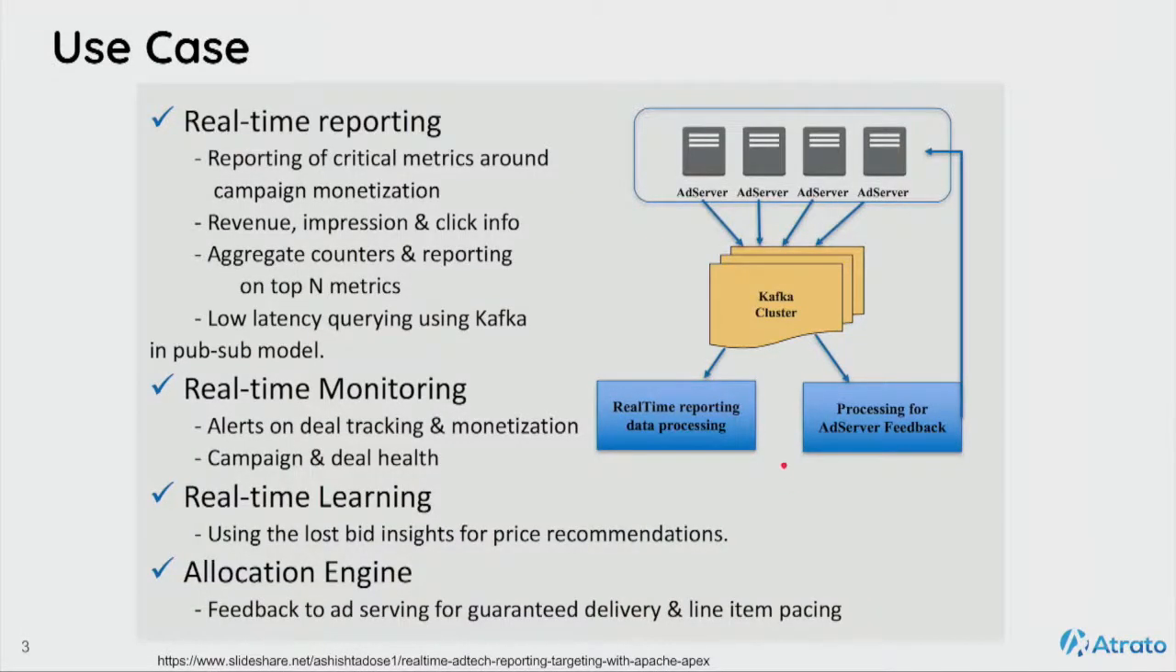So the use case is in the online advertising domain, and it's the first of the 4 different things that are mentioned here. Real-time reporting: you have ad servers that produce logs, click logs and impression logs, and those things are collected, pushed to a hub through Kafka, and then aggregated and made available for reporting. So critical metrics around campaign monetization, utilizing revenue, impression, and click info. And there are other things that can be done with that data later too.